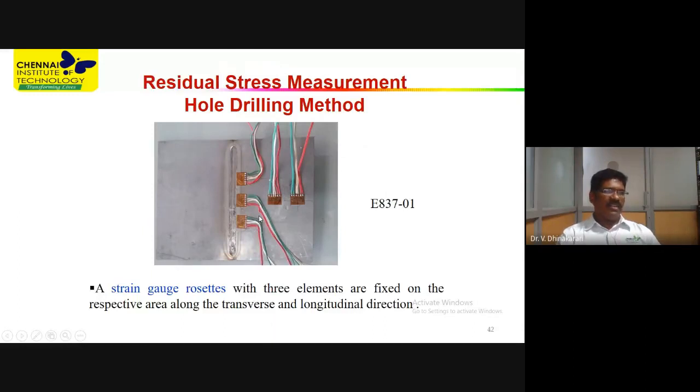Then we have measured the stress by using the cold drilling method. So how these stresses are produced in welding: when the metal is heated, the molecules will try to move, because according to the kinetic theory of gases, when something is heated, the molecules get some extra energy and will try to move away or run faster.